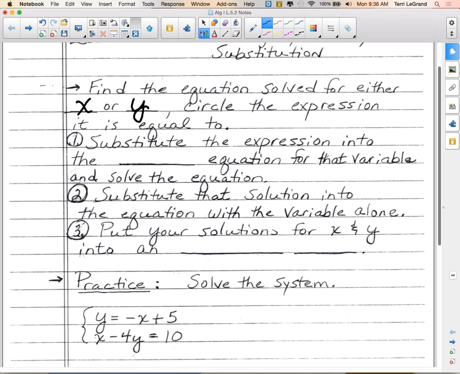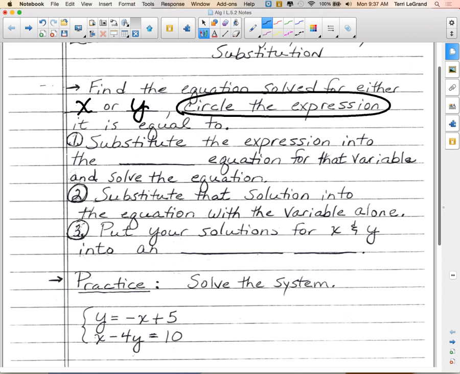So we're going to look at the equations. Are either of them, or maybe even both, we never know, but at least one of them solved for either x or for y? In other words, the x is by itself on one side, or the y is by itself on one side. Remember, we're not graphing, so it doesn't have to be y. It can be x now. Circle the expression. I want you to do that right there in those words. Circle the expression it is equal to.